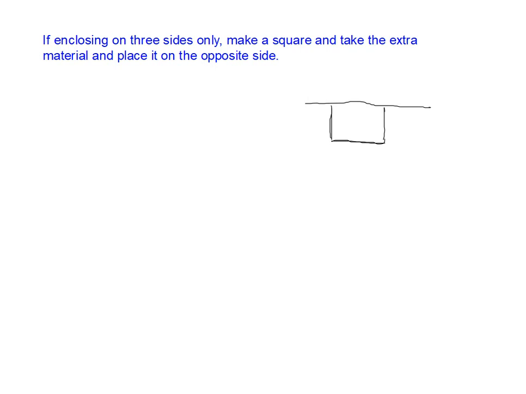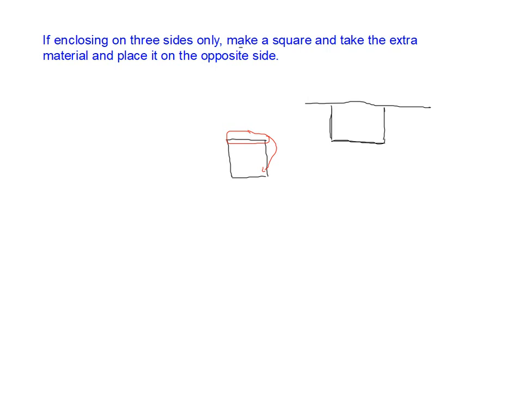And if this is the case, what we do is we still make a square. So we say, well, let's make the square. Let's take the square, and I'll put some numbers on this in a second. But let's take the square, and instead of putting this piece right here, because we don't need it, it's up against the wall, instead of using that piece, we're going to take that piece and we stick it on the opposite side. That will give us the largest possible area, or the smallest possible perimeter.